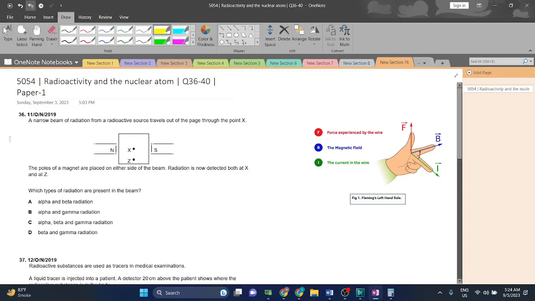Let's start. Question 36. A narrow beam of radiation from a radioactive source travels out of the page through the point X. The poles of magnets are placed on either side of the beam. Radiation is now detected both at X and at Z. Which types of radiations are present in the beam?